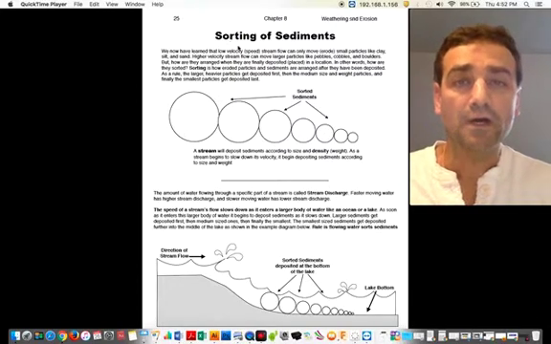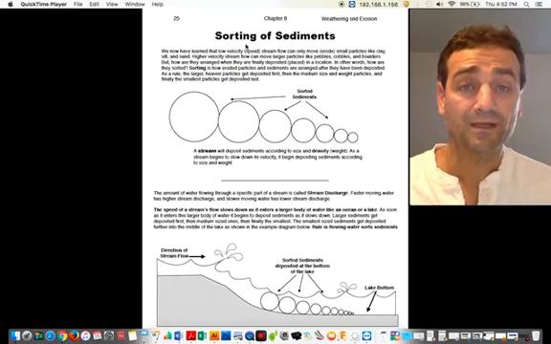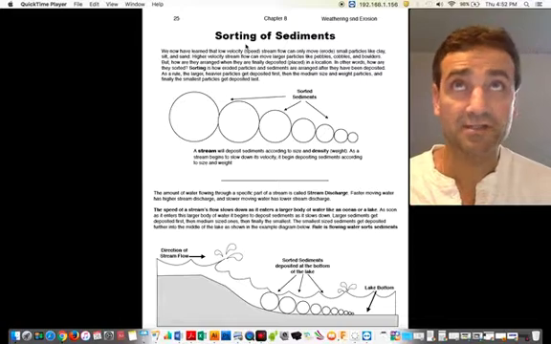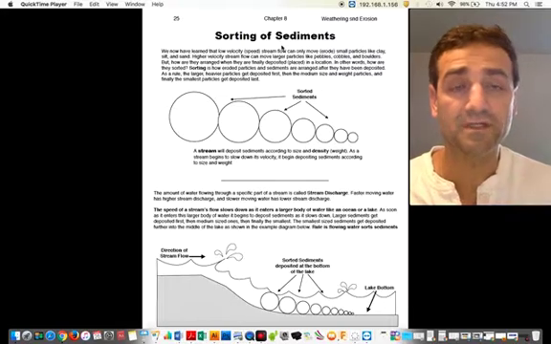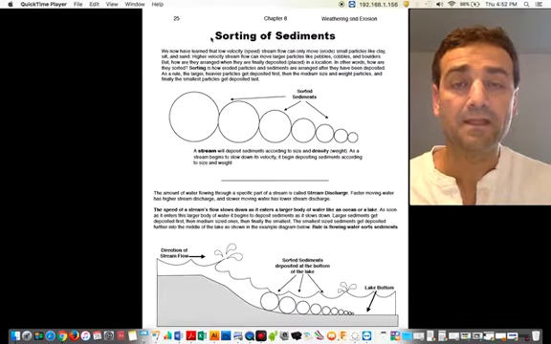This is a new part of the same packet that I emailed you, or I should say I attached to assignments. But this is a new part that you may not have yet, okay? So I've attached a new piece. Anyway, let's start with sorting.